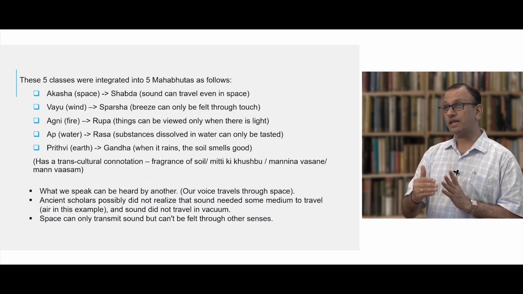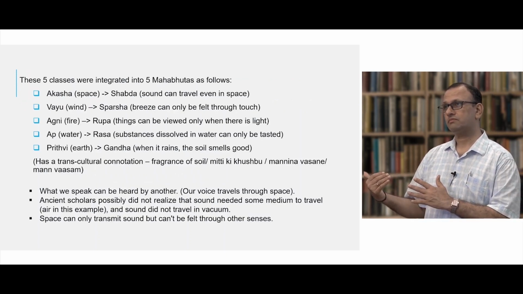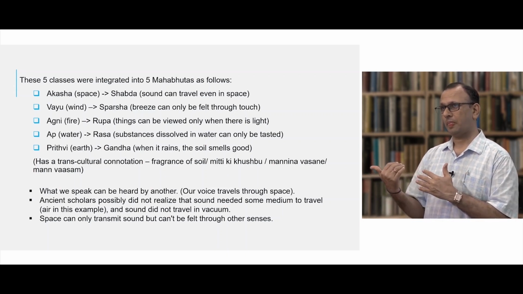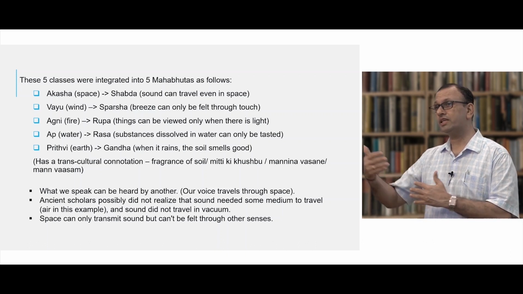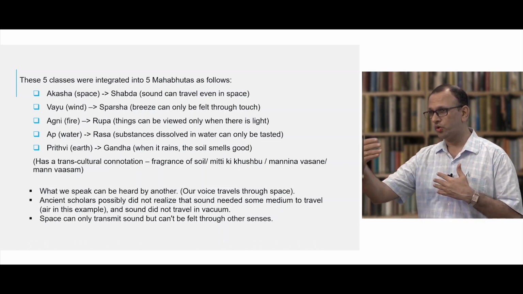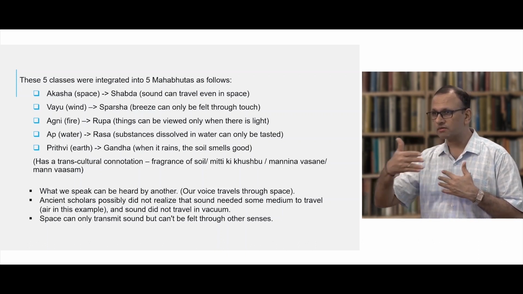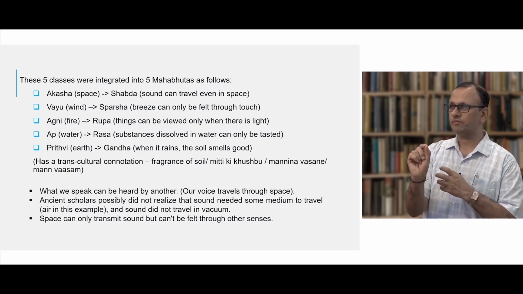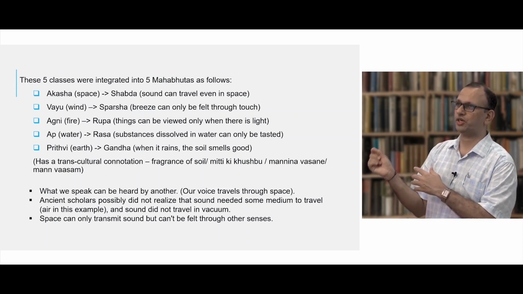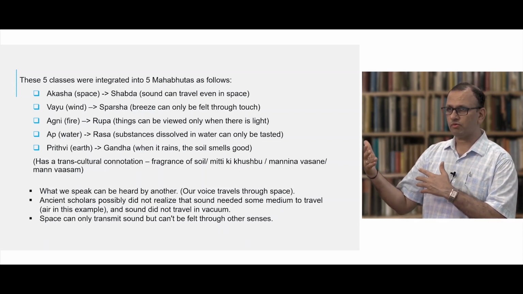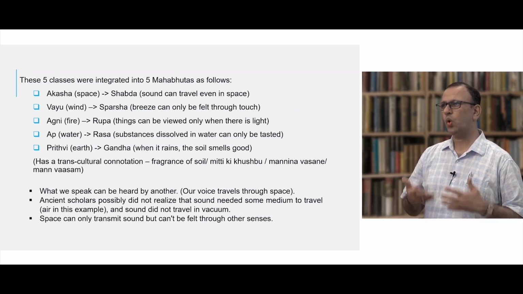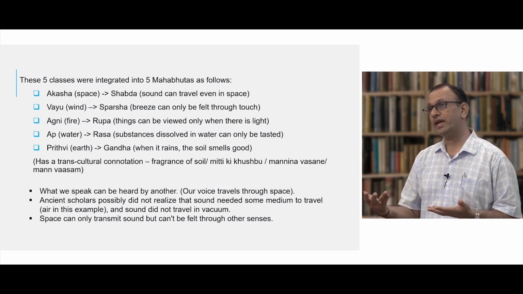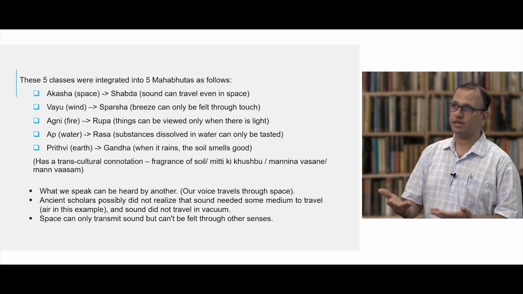Now, these 5 classes were integrated into 5 mahabhutas. Again, there was integration, right? So akasha was integrated with shabda, because sound can travel even in space. When I speak, you can hear me, because sound is traveling in this space. So vayu is wind, and it is integrated with sparsha, because vayu is breeze, and breeze can be felt only and only through touch. There are no other sensory organs with which you can feel or perceive the wind.